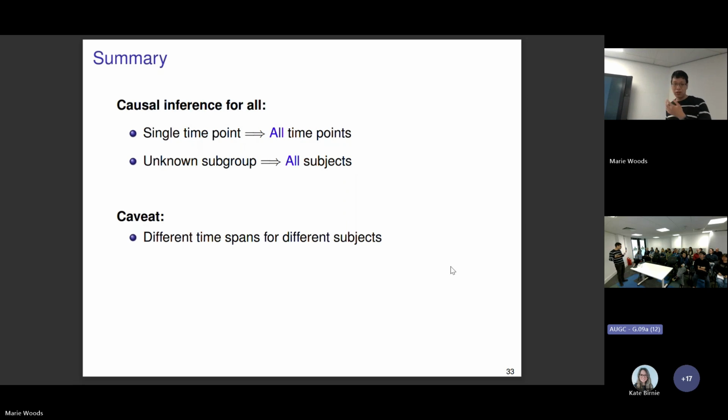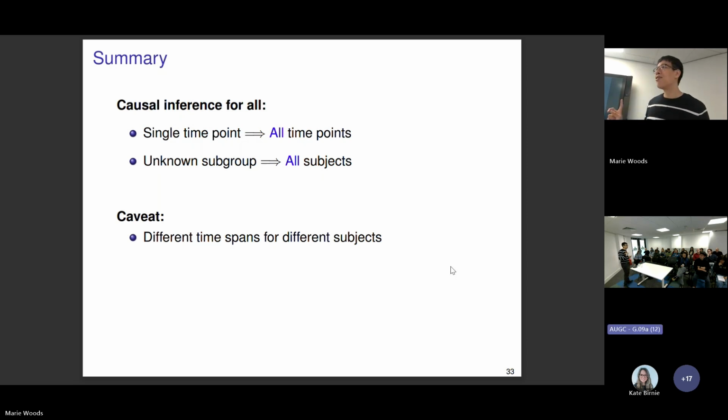So this framework is called causal inference for all. There are two important extensions. One is we extend the original estimate from a single time point to all time points. Our estimates will leverage the data using all the measurements across the longitudinal trajectory. And I think what's more important is that with this longitudinal data, we are now able to define an estimate that applies to all the subjects rather than an unknown subgroup.